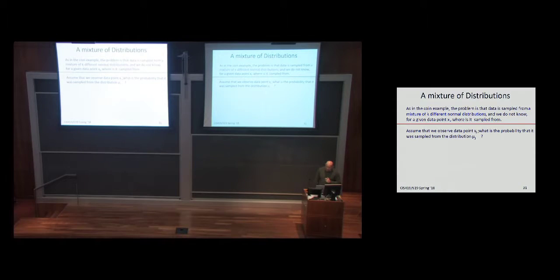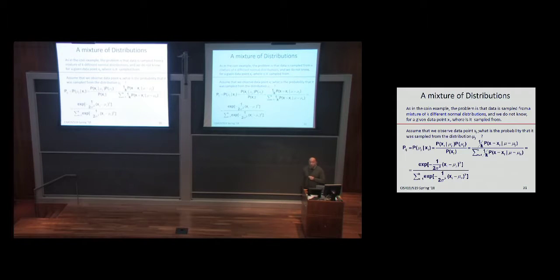So again, I'm asking the same question that I asked before. Assume that we observe the data. I'm sitting on one data point, xi. What is the probability that it came from the distribution mu_j? It's the P1i from before. So Pij, the probability that the ith data point came from the jth Gaussian, is this.